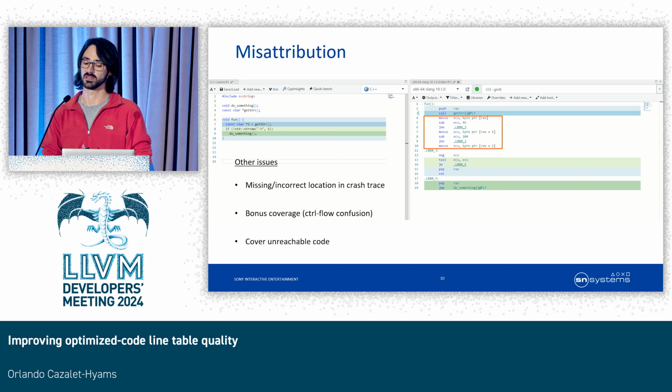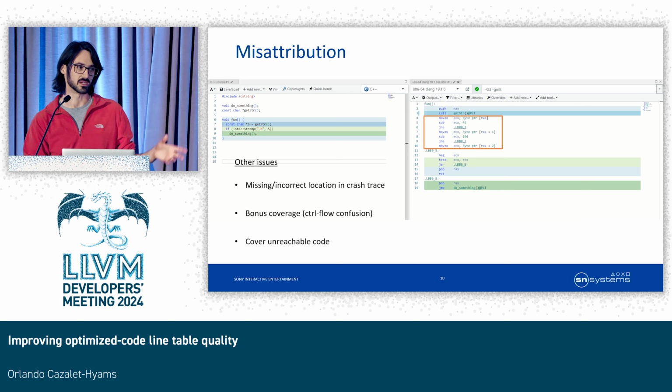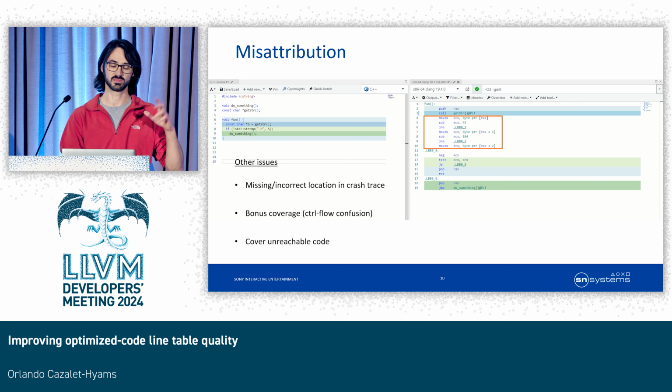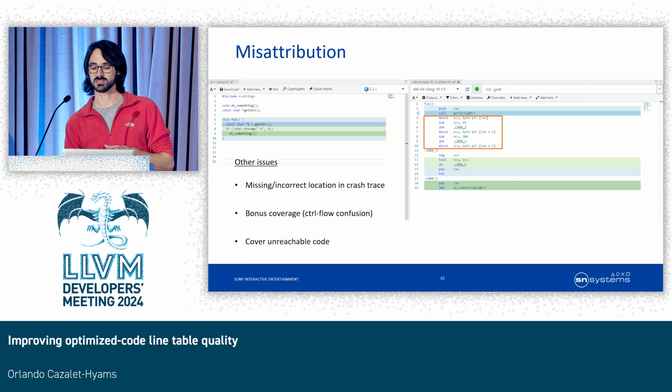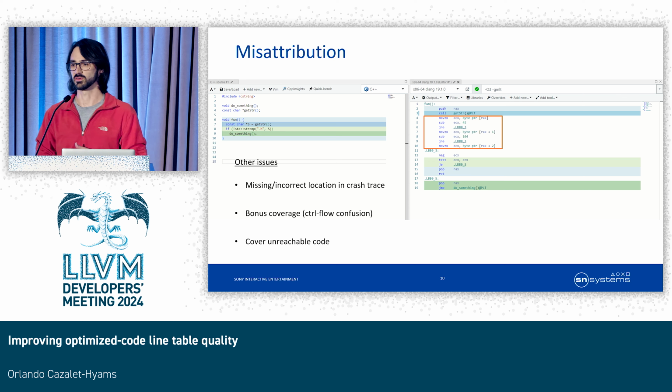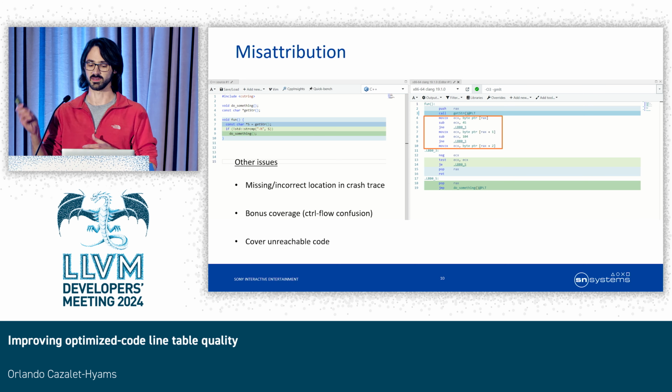Other issues that arise from misattribution include crash sites with incorrect as well as missing source locations. Bonus coverage, which is when an instruction is moved out of its block, but it keeps its source location. So sometimes that can make it look like a branch has been taken when it hasn't. And obviously that's bad for SPGO and debugging. And a similar case is stepping to unreachable code, which is obviously undesirable and lying to the user.